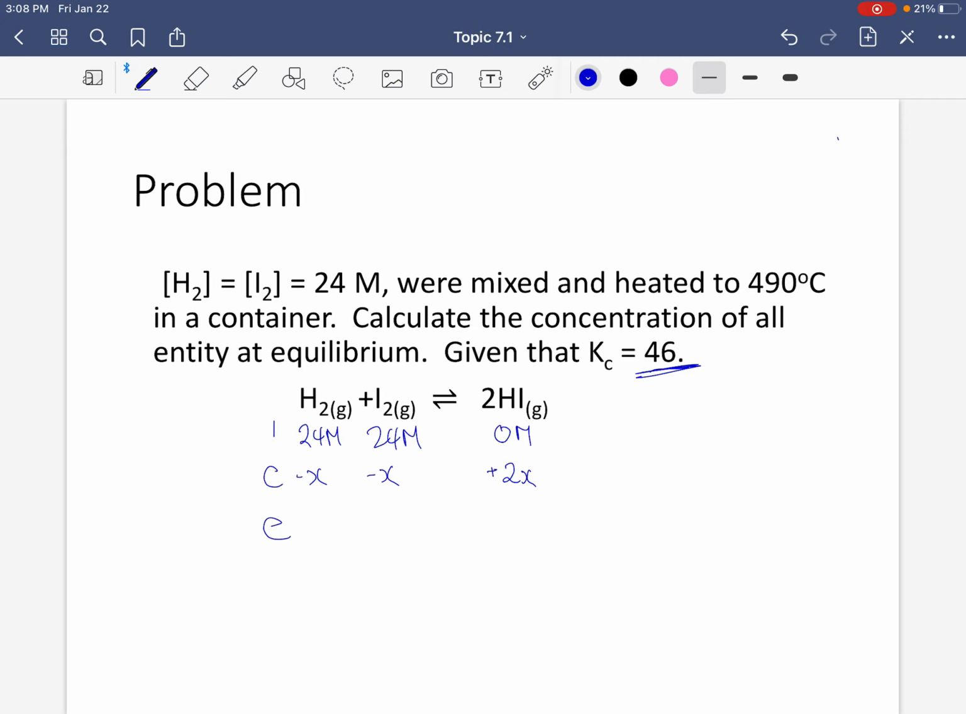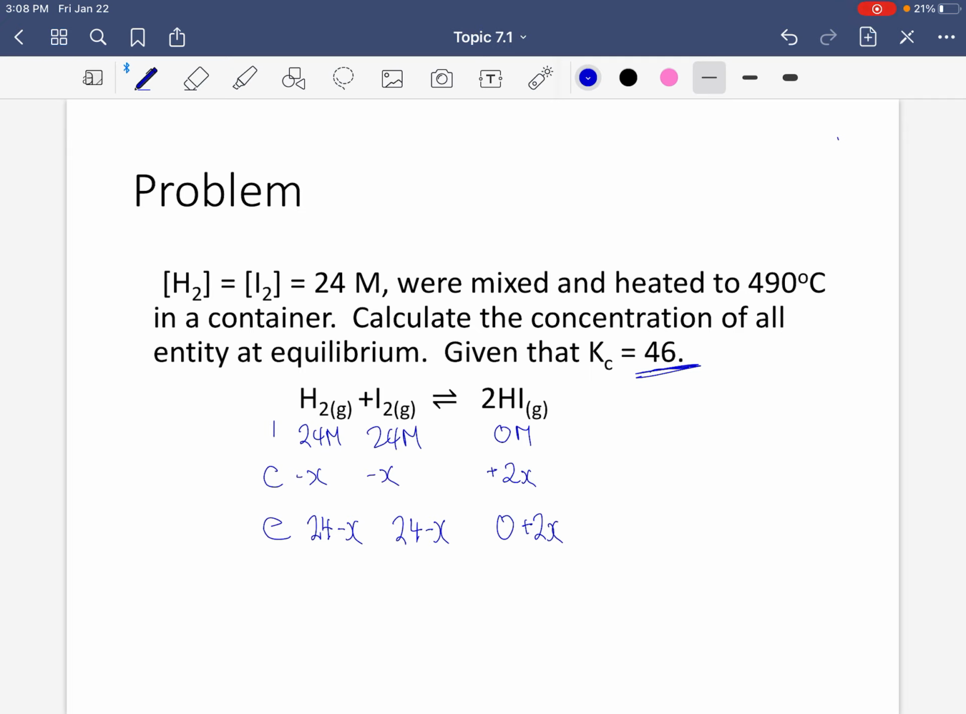The expression to find E for H2 is 24 molar minus X. The expression to find E for I2 is also 24 molar minus X. The expression to find E for HI is 0 plus 2X. What is X? Again, we're looking for X. Man, X is really annoying me.